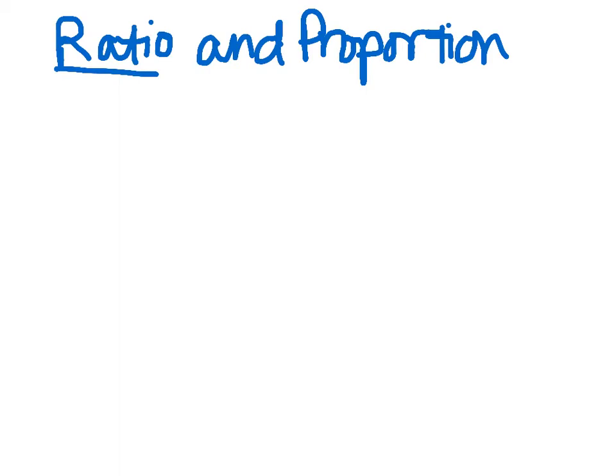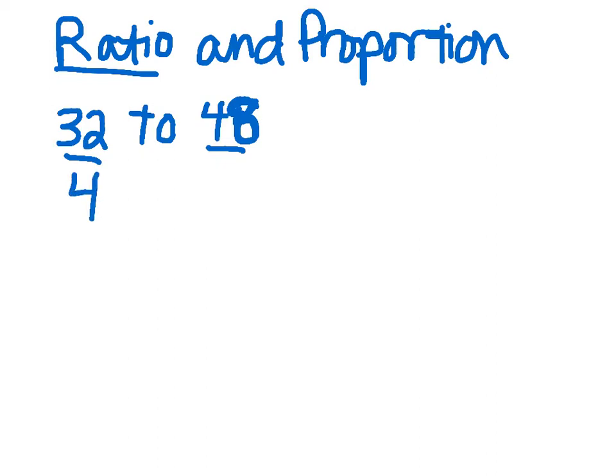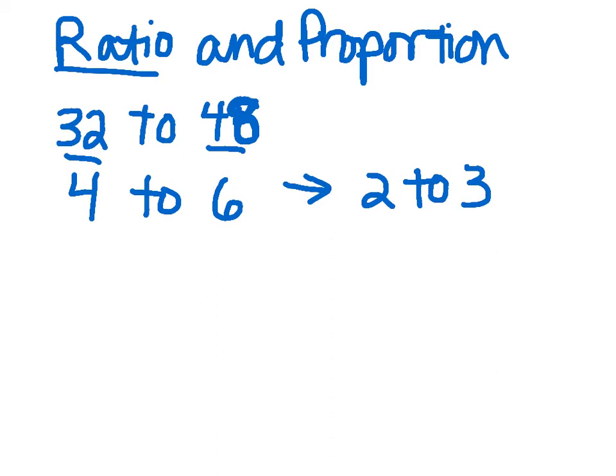The way we're used to seeing it, there's a couple of different ways we could write it. 32 to 48. Okay, and always you need to simplify, so you look for the greatest common factor and divide by that. In this case it's 16, but probably most of you would see 8 first. 32 divided by 8 is 4, 48 divided by 8 is 6, which simplifies to 2 to 3, because actually 16 is the biggest thing that goes into both.